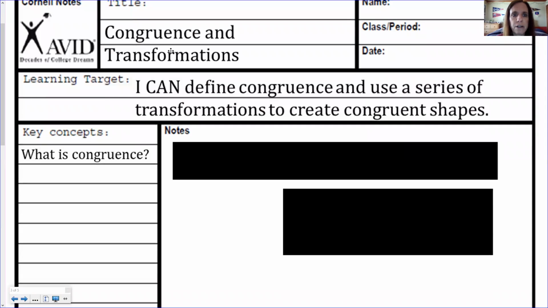It should have the title on there. And by the end of today's lesson, you should again be able to define congruence and see if you can use a series of transformations to create congruent shapes.